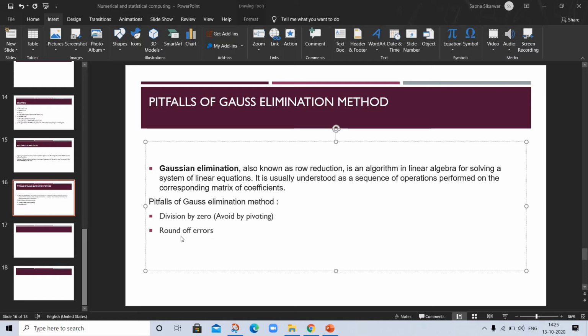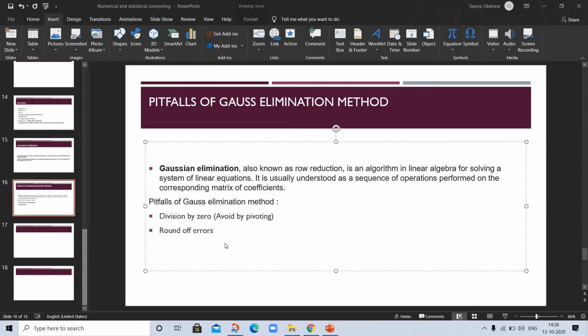Okay. And second is round off errors. Gauss elimination method is prone to round off errors. This is true when there are a large number of equations, as errors propagate. Also, if there is subtraction of almost equal numbers, it may create large errors. So we can explain it with examples in the exam.